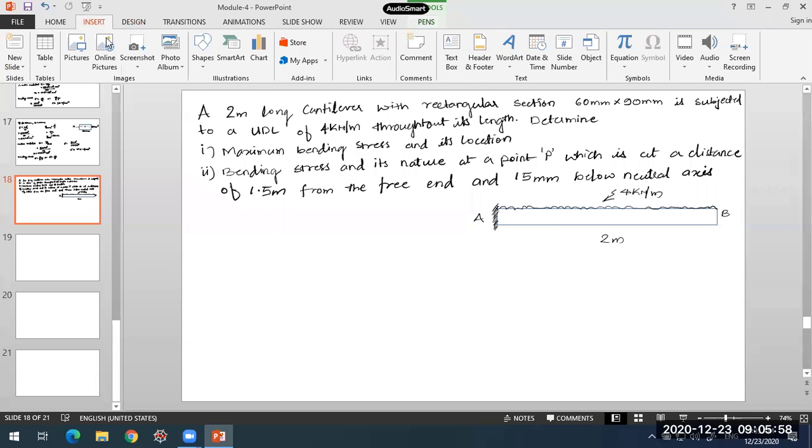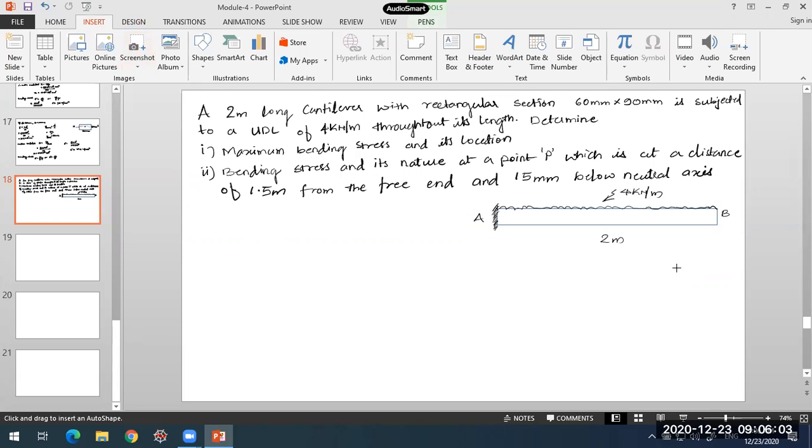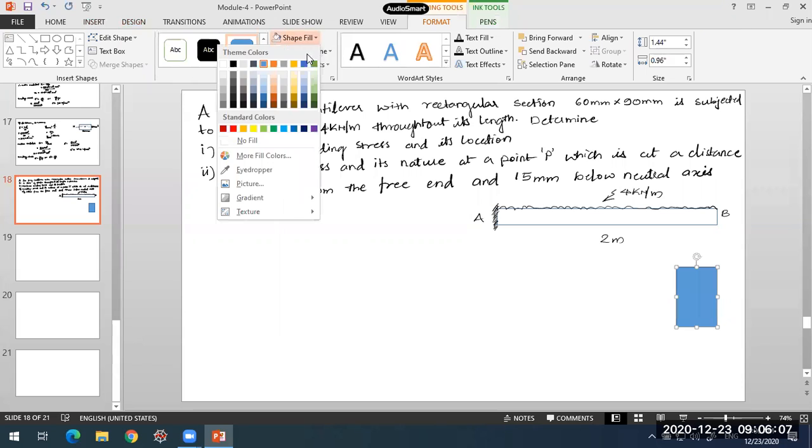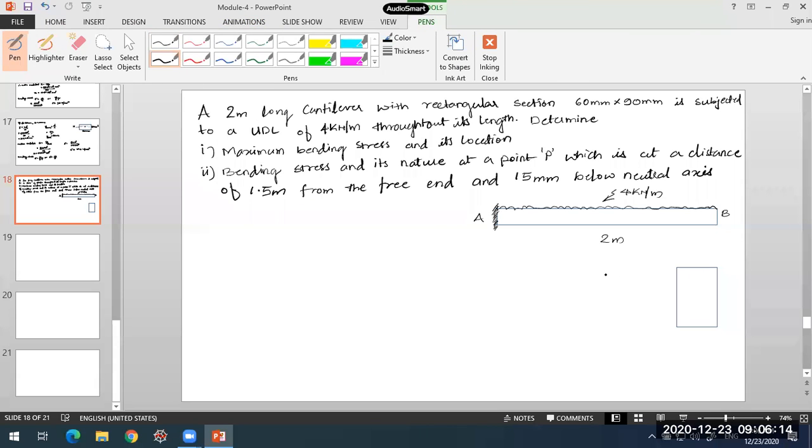Now, this cross section is told to us. The cross section is a rectangular section here. The size of this cross section, what is given to us is 60 mm width. This is B into D normally. So this is 60 and this is 90. Okay, so 60 mm and 90 mm here. That is the cross section of the beam.